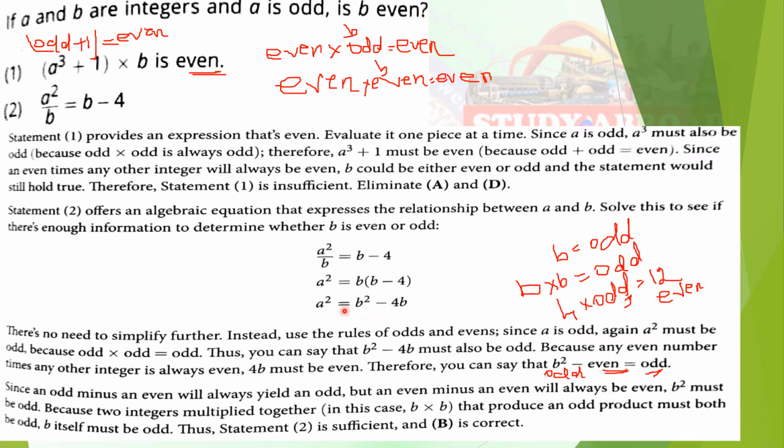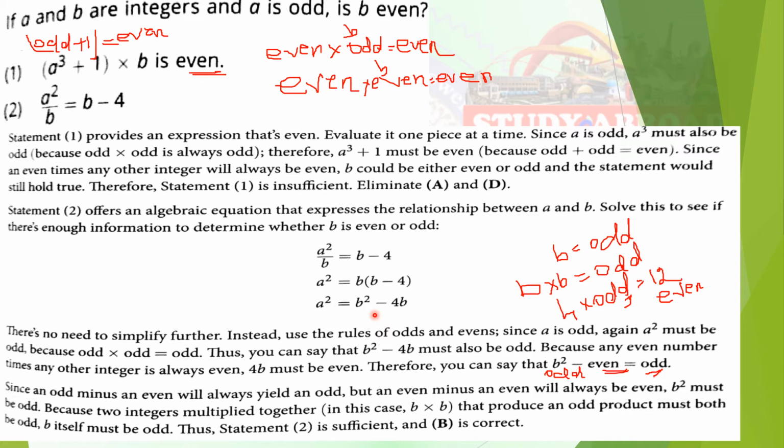Why? Because left hand side equals right hand side. On the left hand side you will get a is odd, and odd into odd is always odd, so odd. The right hand side should match, so that should also be odd only. I already took b is equal to odd, or you can just try b is equal to even. If you take b is equal to even, then left hand side is not equal to right hand side. So I will take b is equal to odd.